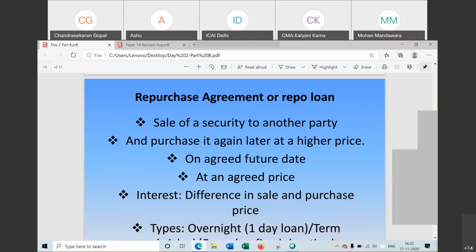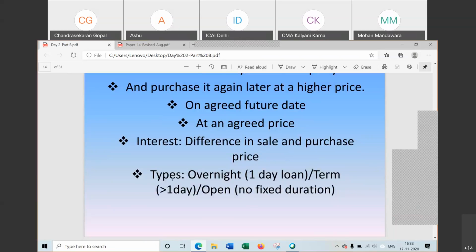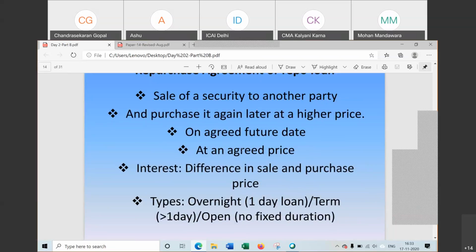So in a repo loan and repurchase agreement, the security is sold first, and then the same security is bought back at a higher price than the selling price. Means the purchase price is higher than the sale price, and the time period, date and purchase price will be fixed. Now what is the income in this case? The difference between the sale and purchase price will be the income. That will be the earning. So the security is sold first and purchased again at a higher price. That is a repo loan.